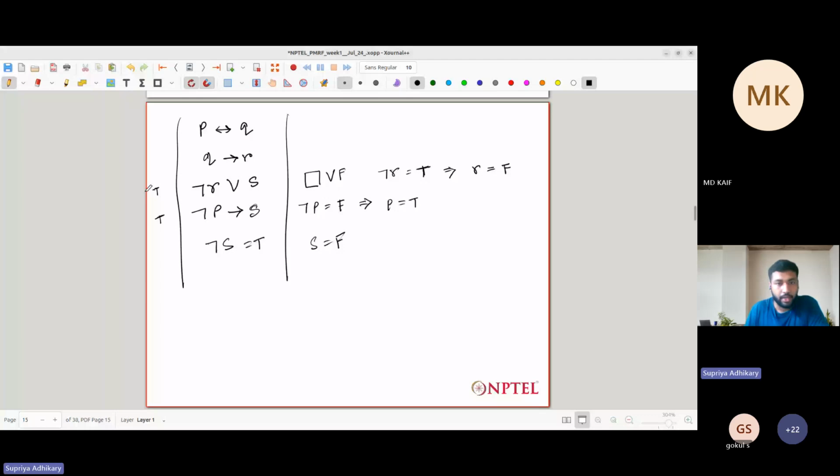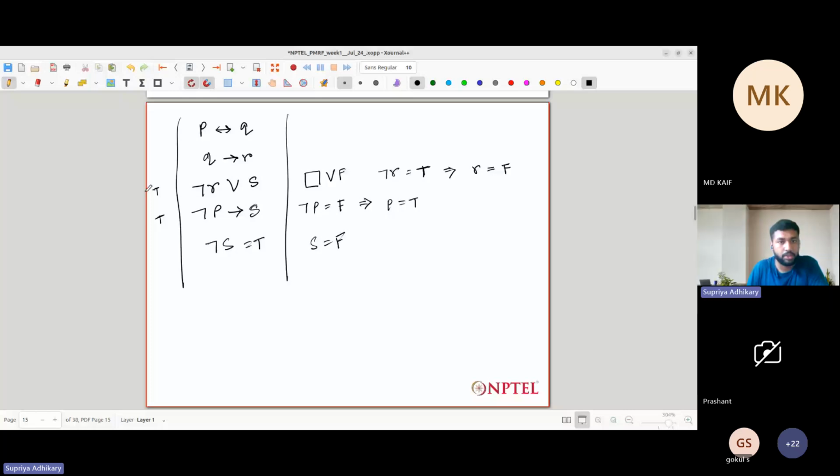So again, if R has the truth assignment false over here, to make sure that this proposition has the truth assignment T, we have to make sure that Q, that is the hypothesis over here, must have the truth assignment F. Now finally, in the first proposition, we have P biimplication Q. In a biimplication, we know that both of these literals must have the same truth assignment. So if Q has the truth assignment F over here, then P also must have the truth assignment F.